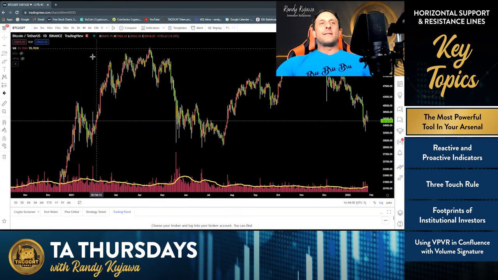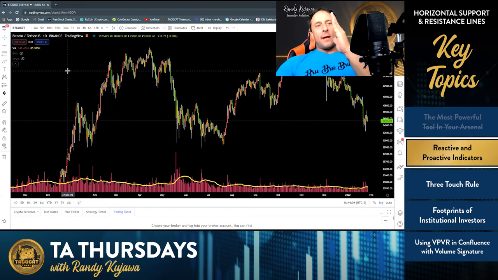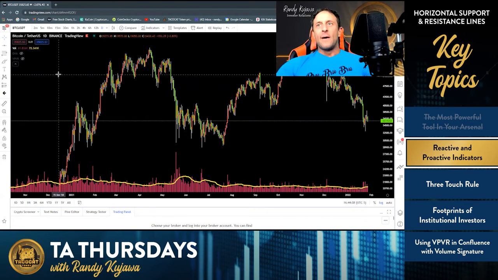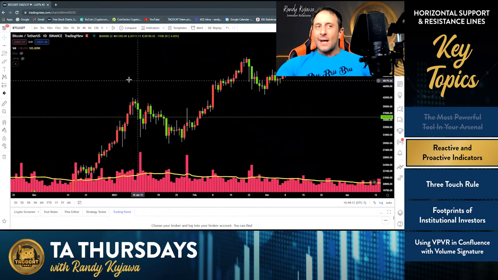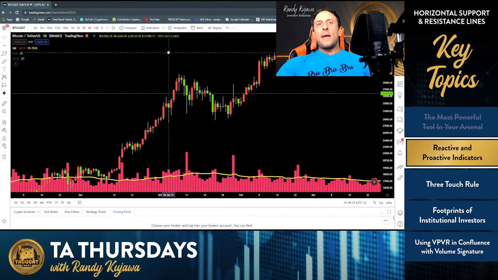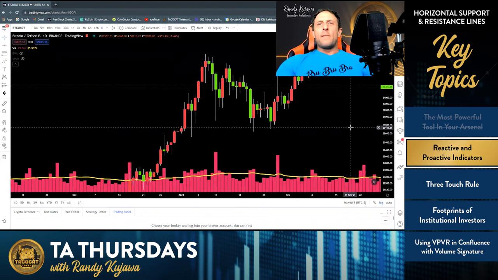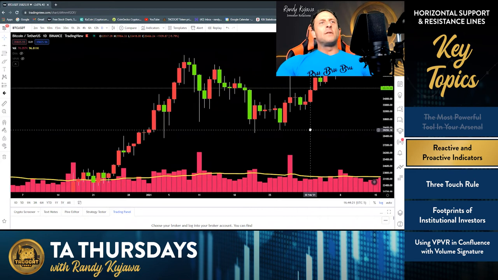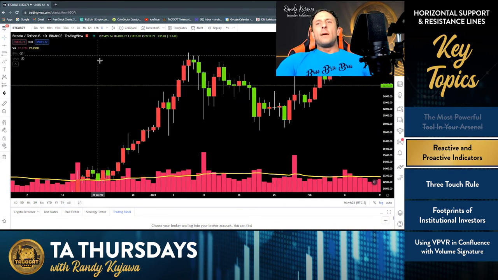Now, while some indicators are reactive, so that means it gives you information on past data, some indicators are proactive. So while horizontal support and resistance lines is a reactive indicator, in my opinion, it can also be a proactive indicator. So what do I mean by this? I'm going to zoom in, and I'm using Bitcoin because it's neutral, and I'm not just charting any coin.